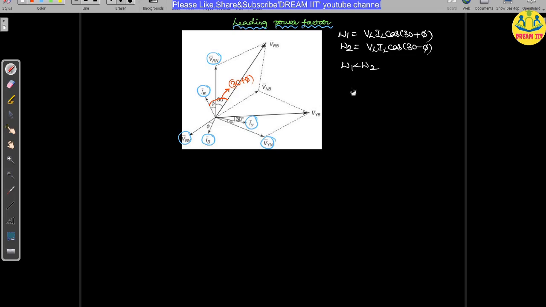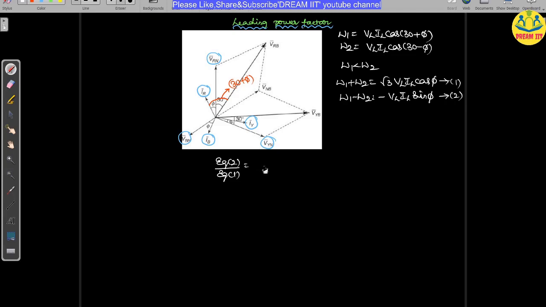Whenever you add these, what will you get? W1 plus W2 is equal to, once again the same, root 3 times VLIL cos phi. And W1 minus W2 is equal to, sorry, here you will get minus VLIL sin phi. So for tan phi, once again divide. Give these equation 1 and equation 2, and divide equation 2 by equation 1. So what will you get here?